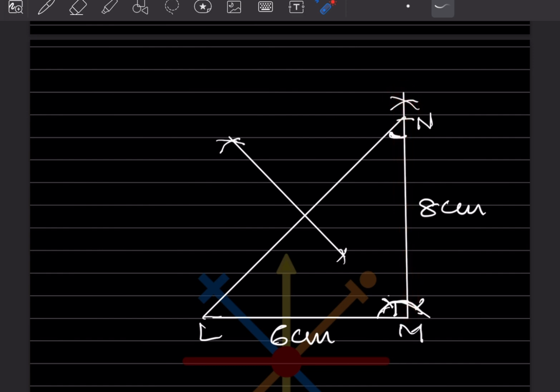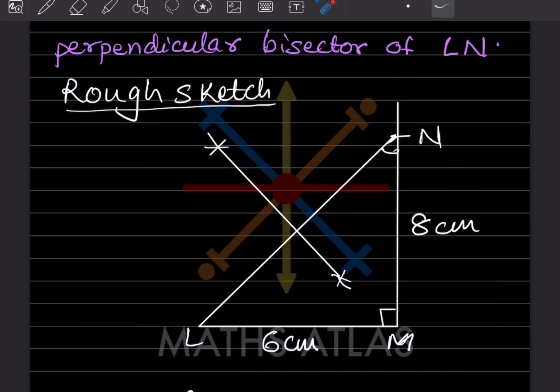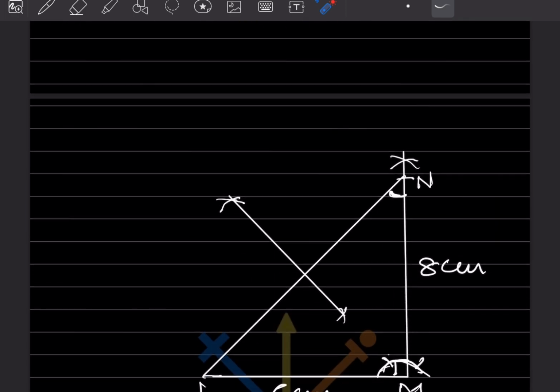Later on, what are you going to do? You will take 8 centimeter because here it's given that MN is 8 centimeter. So you will take 8 centimeter on the compass, and keeping the compass over here, you are going to cut this one. So now this is N. So this is 8 centimeter. And then later on, you are going to join this LN.